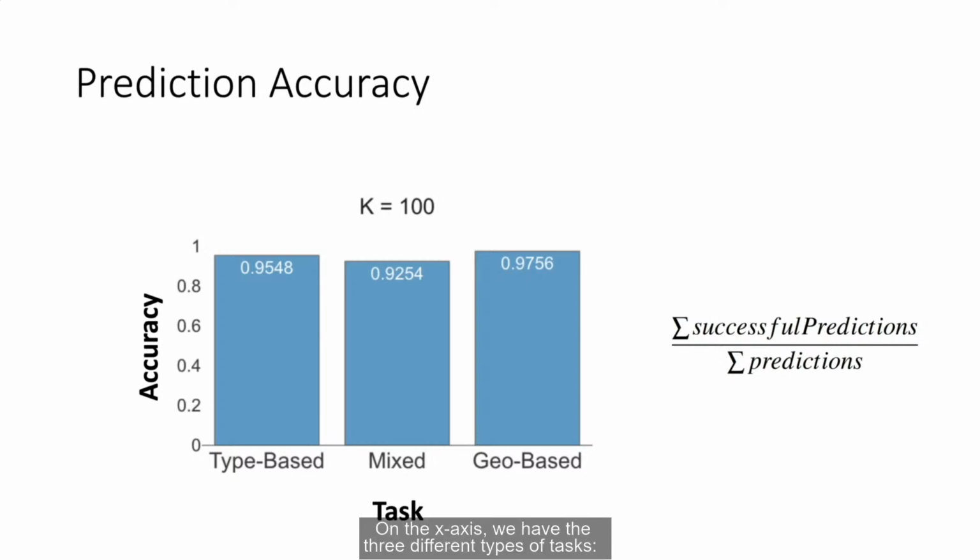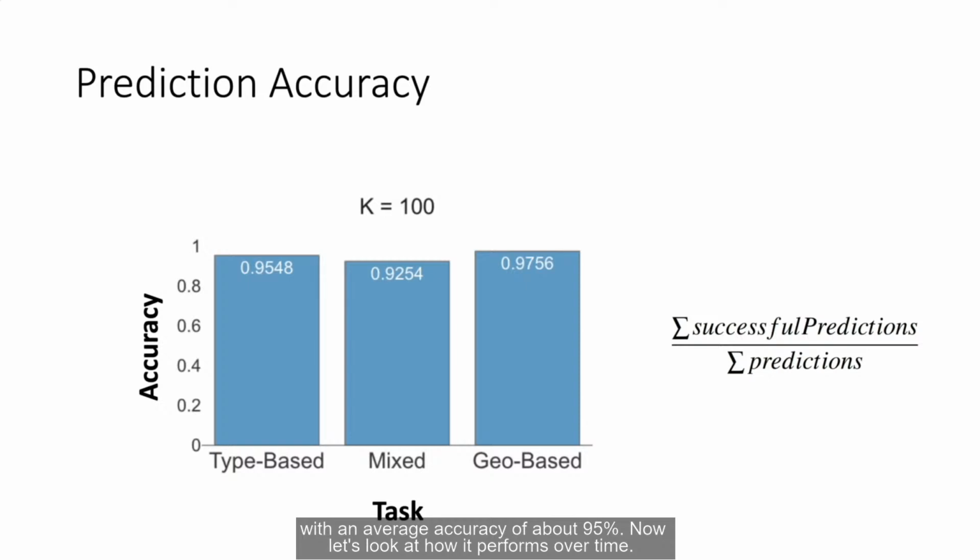On the x-axis, we have the 3 different types of tasks: type-based, mixed, and geo-based. On the y-axis, we have accuracy, calculated by the number of successful predictions over the total number of predictions made. We gave our model a 3-click period to learn, which means that we started recording accuracy after the 4th click. We can see that overall, the model performs really well across all tasks with an average accuracy of about 95%.